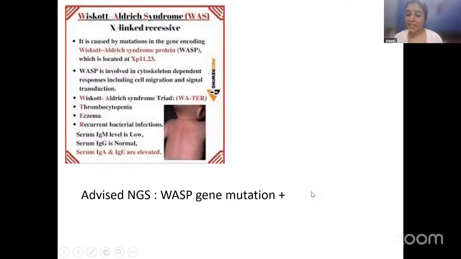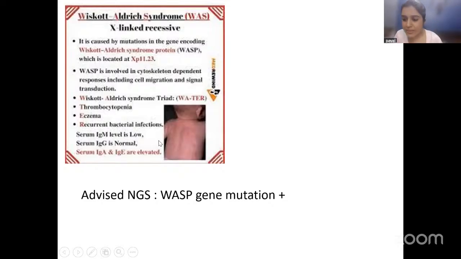Anyways, we sent the NGS, which had a turnaround time of nearly 20 days. We had the WAS gene mutation, that is the Wiskott-Aldrich syndrome protein gene mutation, which was positive. This is an X-linked disorder, and it is characterized by a triad called thrombocytopenia, eczema, and recurrent bacterial infections.